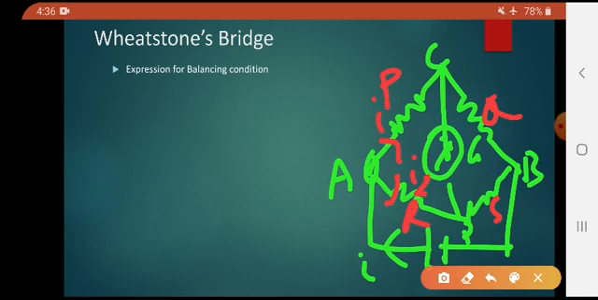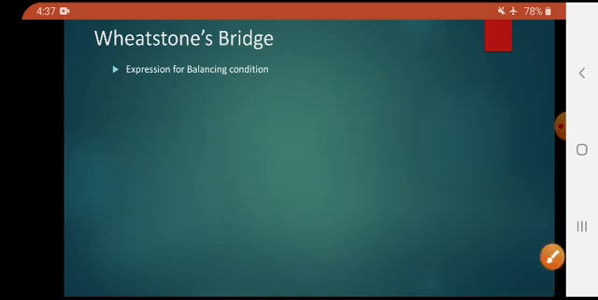Now this I1 reaches point B. At this point it splits into two. One is I3 and another one is Ig. Ig is the current passing through the galvanometer, and I3 is the current passing through the resistance Q.